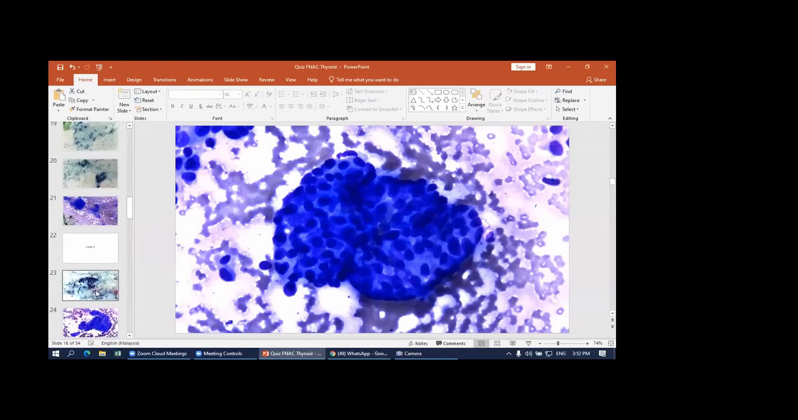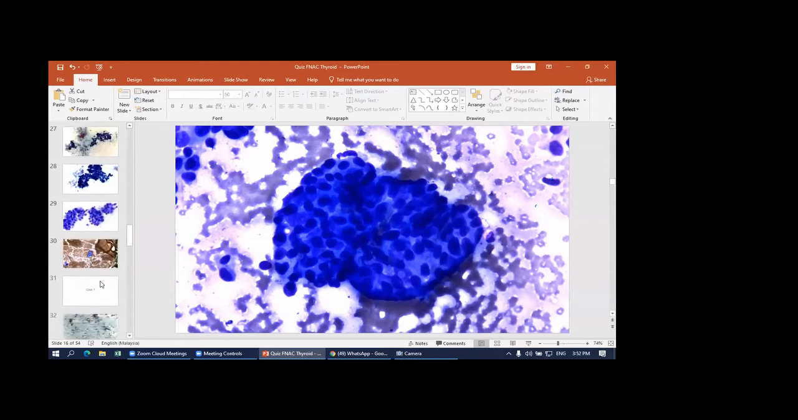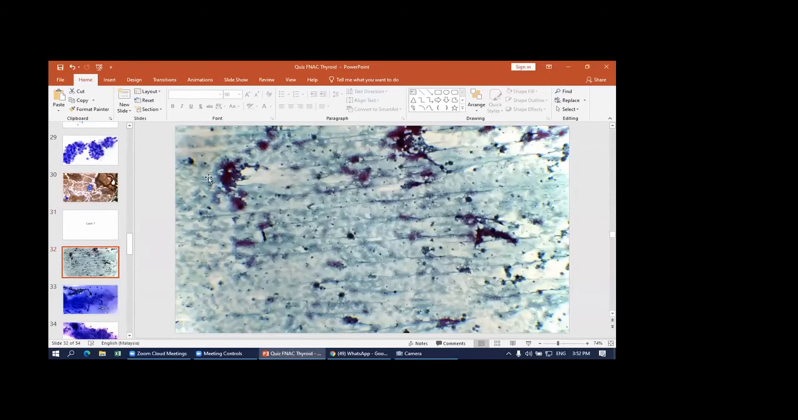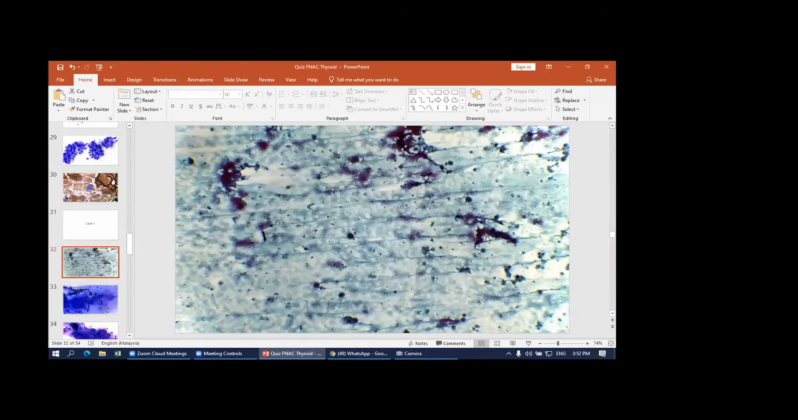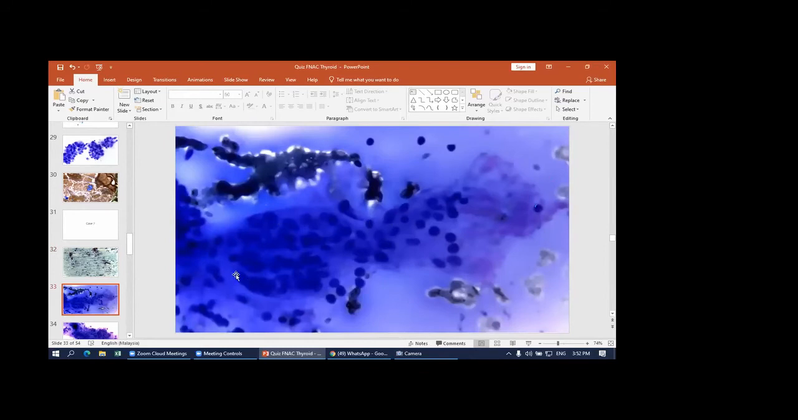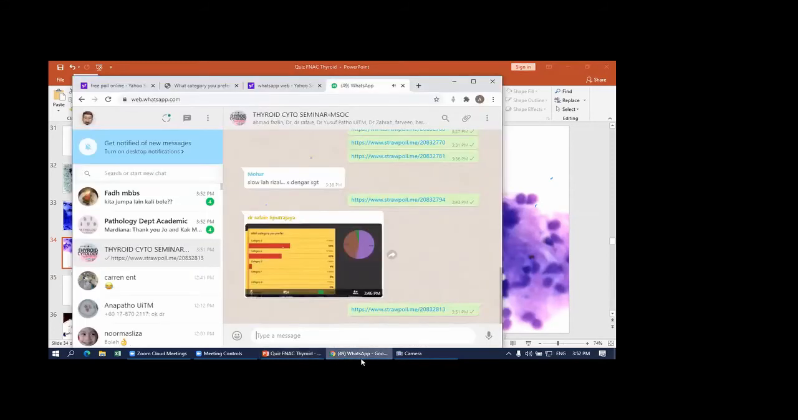So basically this is case number 7. Okay, so you can see there's a lot of non-follicular cells there. This is actually a bit more blurry, okay. But you can see there are actually microfollicles with some degenerated colloid there, okay. More microfollicles with degenerated colloid. Okay, you can vote now.